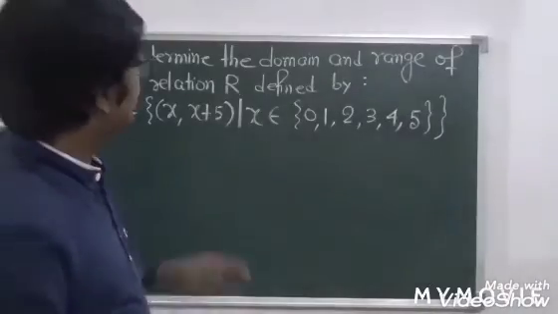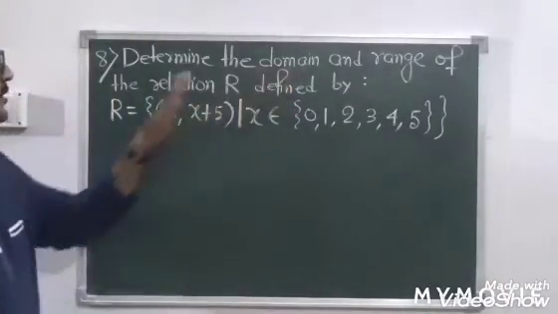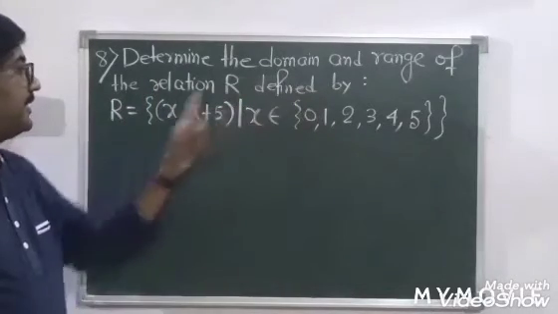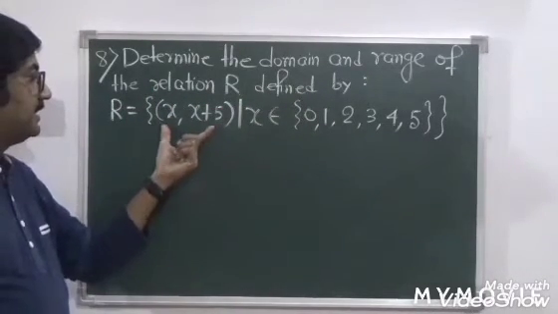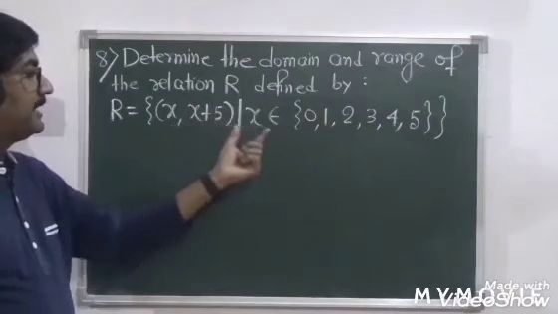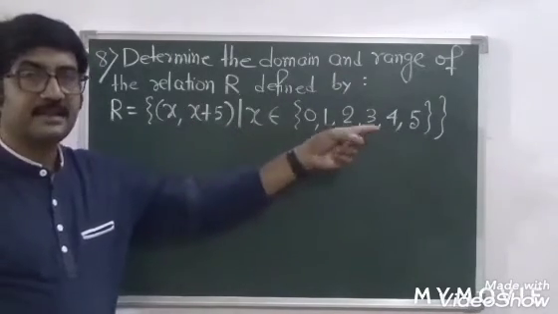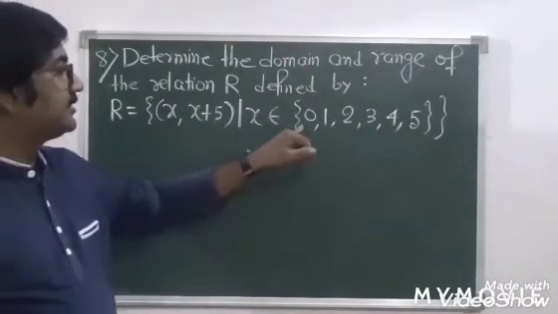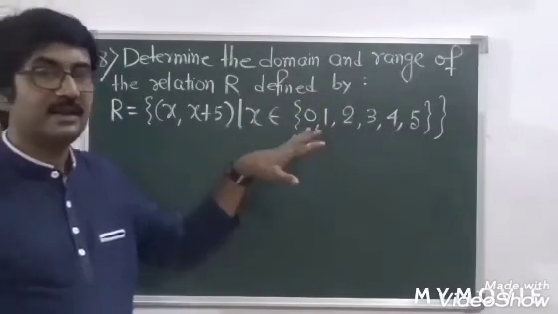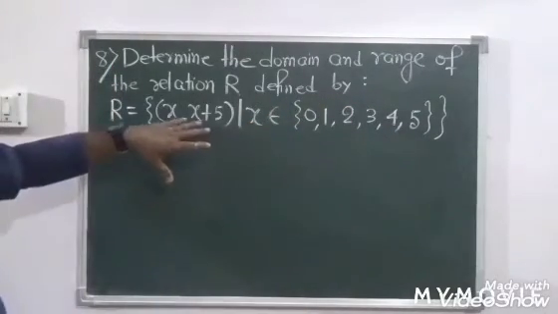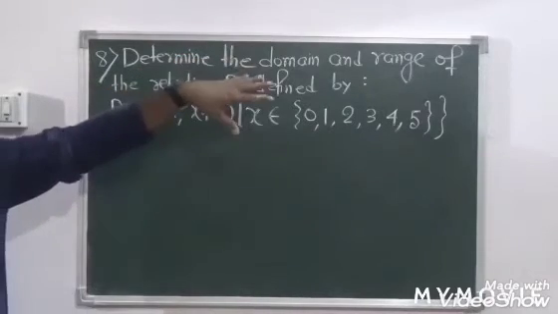Looking into the next question: determine the domain and the range of the relation R, which is defined by R equals the ordered pair x comma x plus 5, where x belongs to this set. That means x has the elements 0, 1, 2, 3, 4, 5. These are the values which x can take. So for this relation, we need to determine the domain and the range.